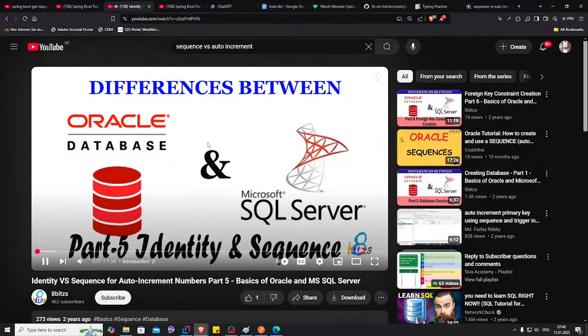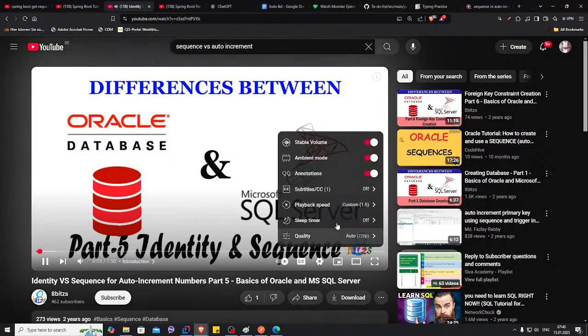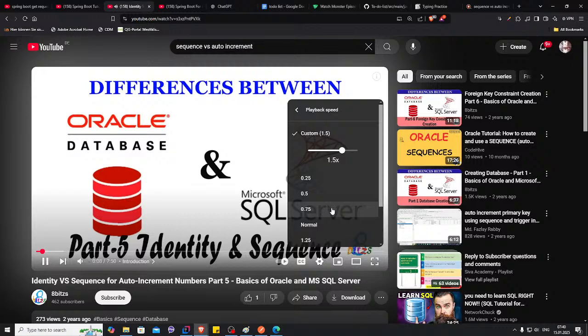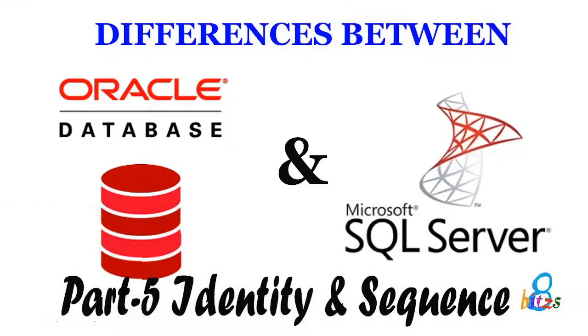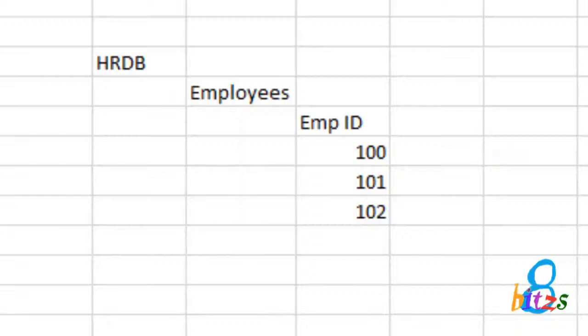Hello, this is part 5, the differences between Oracle database and SQL Server database. In this session, we will see the differences between identity column and sequence. In Microsoft SQL Server, we use an identity column to increase the value, and it is an auto increase value. The same thing we use in Oracle with the help of a sequence.